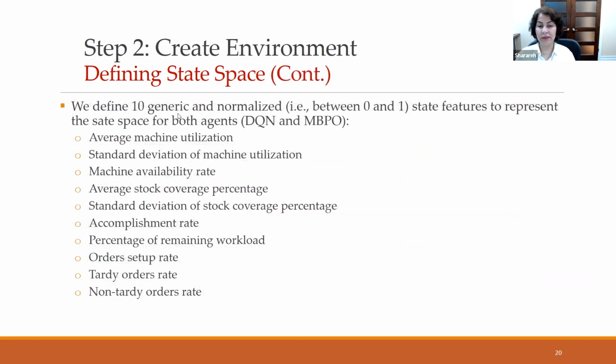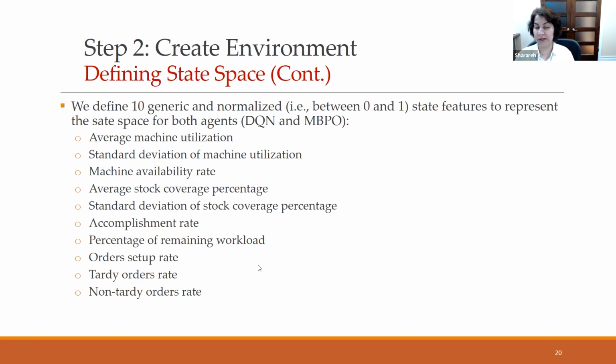And so this means that instead of considering, let's say, the number of available jobs and the remaining jobs to be processed as the state, we propose to use 10 generic and normalized state features, which are being used in both agents that we develop.